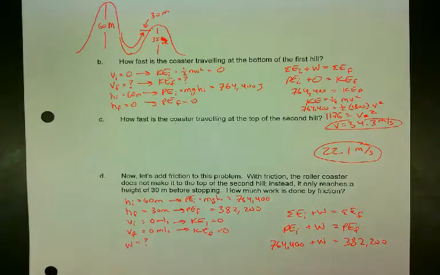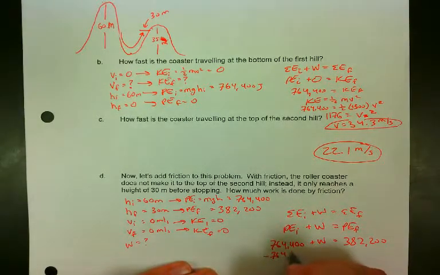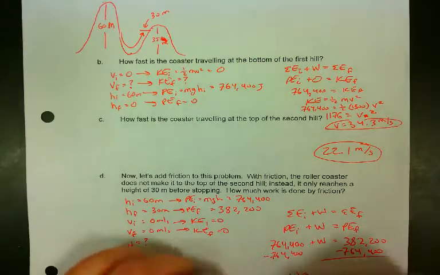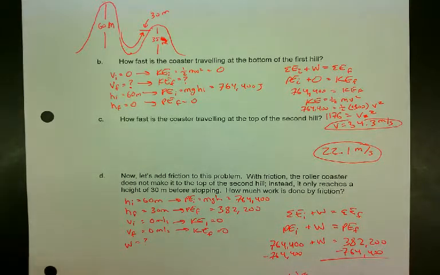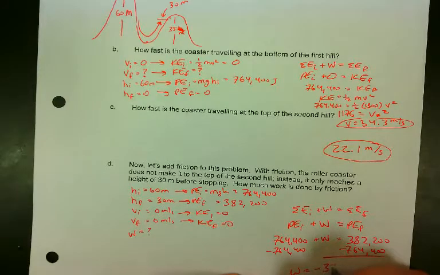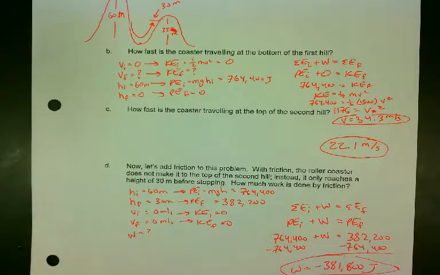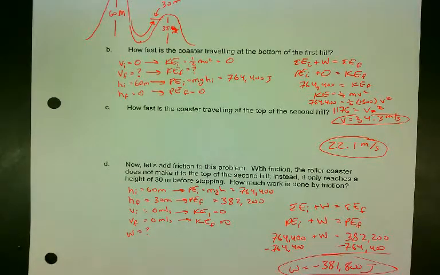And how do I solve this? I've got to subtract this time. So I get work equals negative 381,800 joules. Does it make sense that work is negative? Yes, it does make sense that work is negative because I'm losing energy, right?